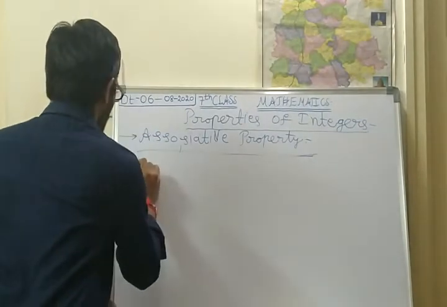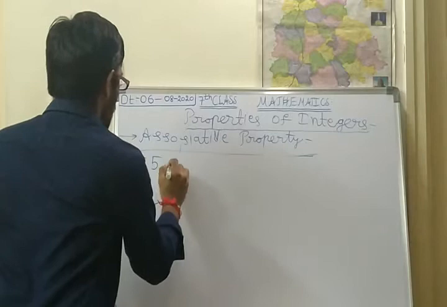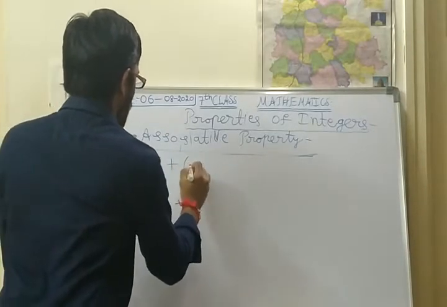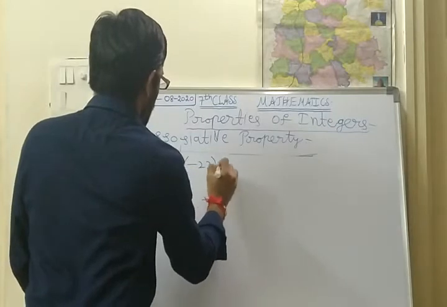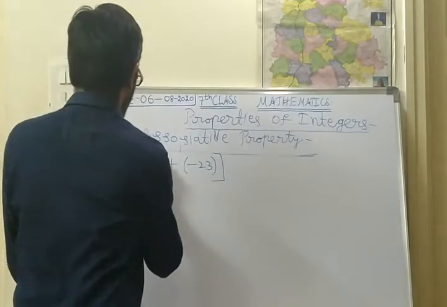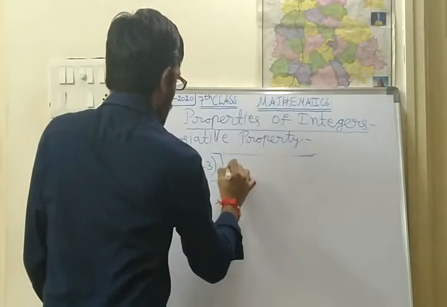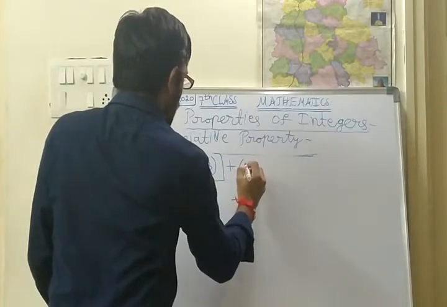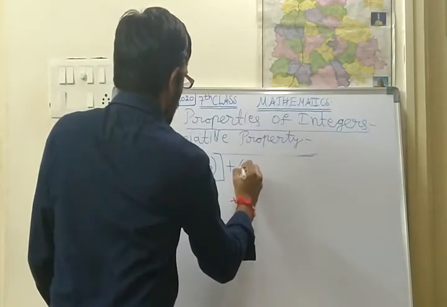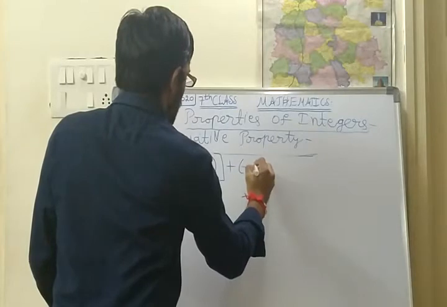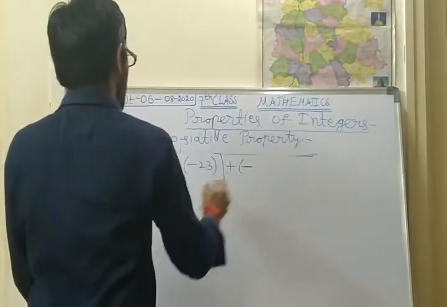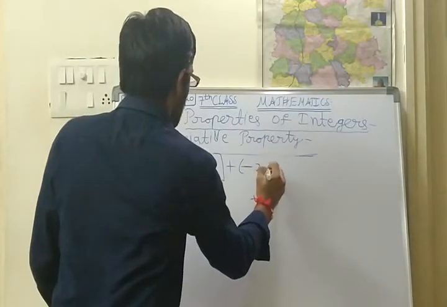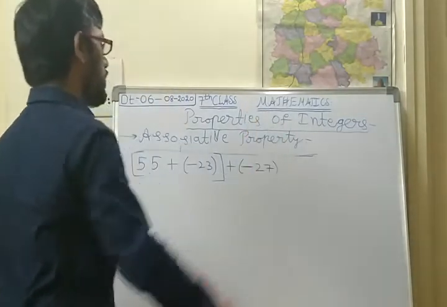Okay, 55 plus of minus 23, brackets, plus of minus 27. Okay, like this I have taken.